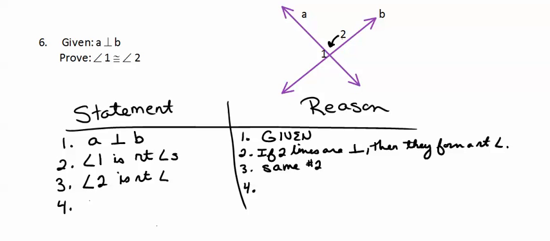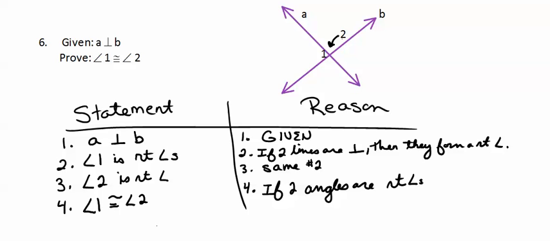Finally, we can go to our conclusion. We can say that angle 1 is congruent to angle 2. The reason for this goes back to one of our theorems in the first chapter: if two angles are right angles, then they are congruent.